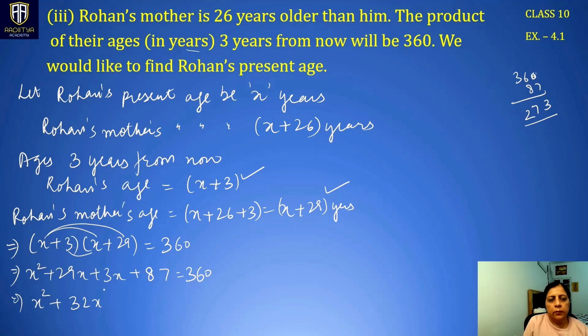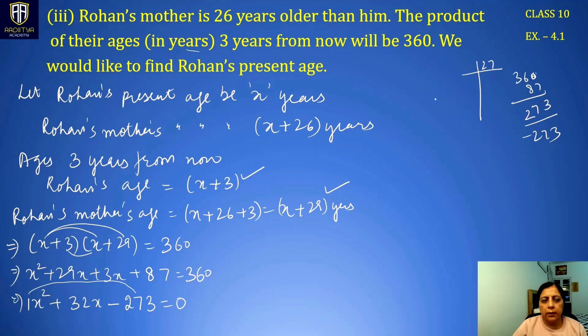273. So we get minus 273 is equal to 0. So this is the standard form of the quadratic equation. Now we have to simplify this. Again, looking at the standard form, we are using the middle term split method. 1 has to be multiplied to the last term, which is minus 273. So we have to make factors of 273 so that their sum is 32.